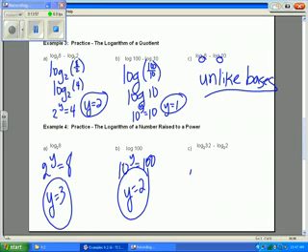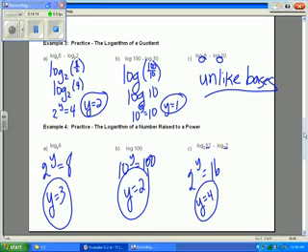And what about this one? Can you do 2 steps at once? 2 to what power equals what? 16. Because it's 32 divided by 2. Kind of did that in my head. And so y is 4.